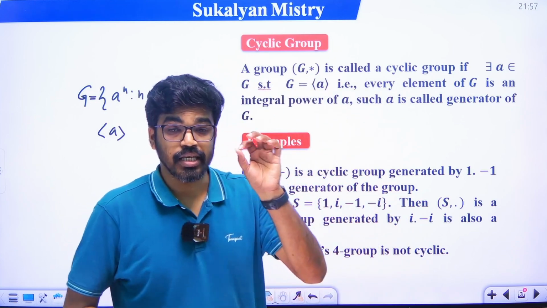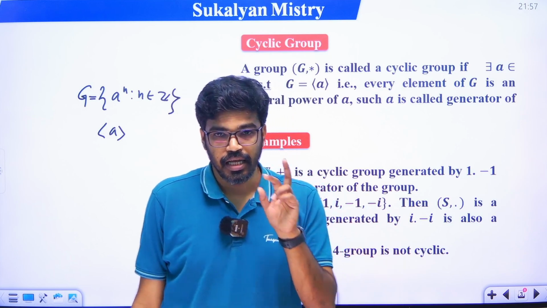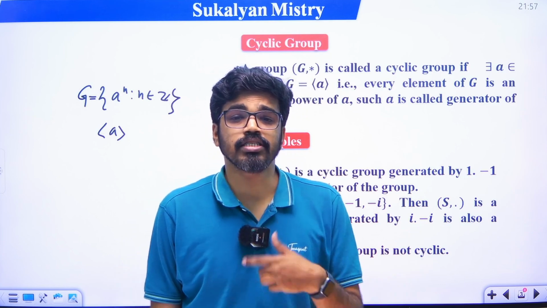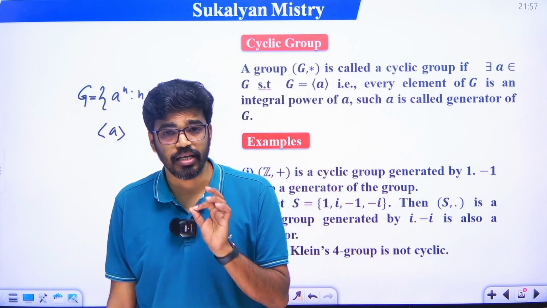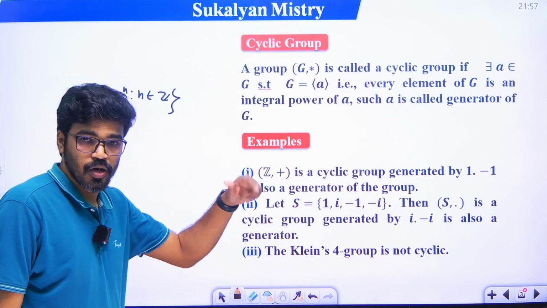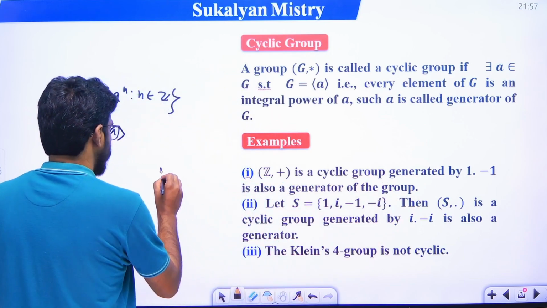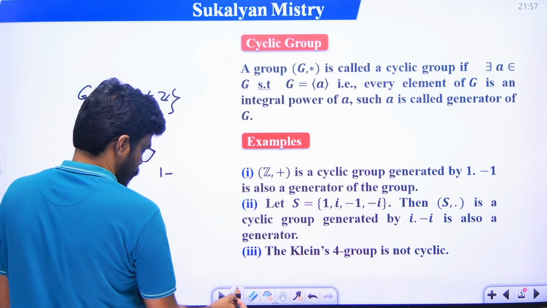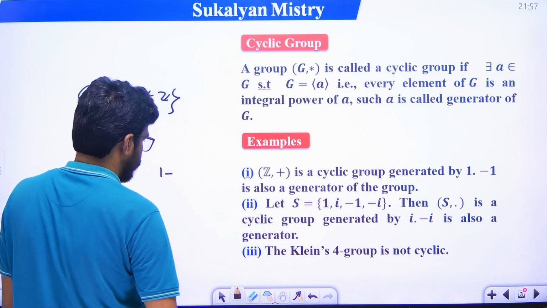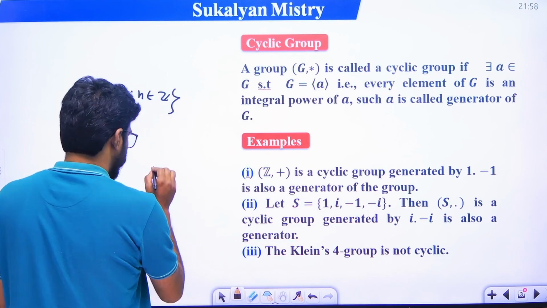Z comma plus is a cyclic group. What are the generators? 1 and -1. These are the generators. It should be noted that if a is a generator of the cyclic group, then a inverse is also a generator of the cyclic group, right? So 1 is a generator of the cyclic group. So 1 inverse, that is -1, with respect to addition. With respect to addition, inverse of 1 is -1, right?